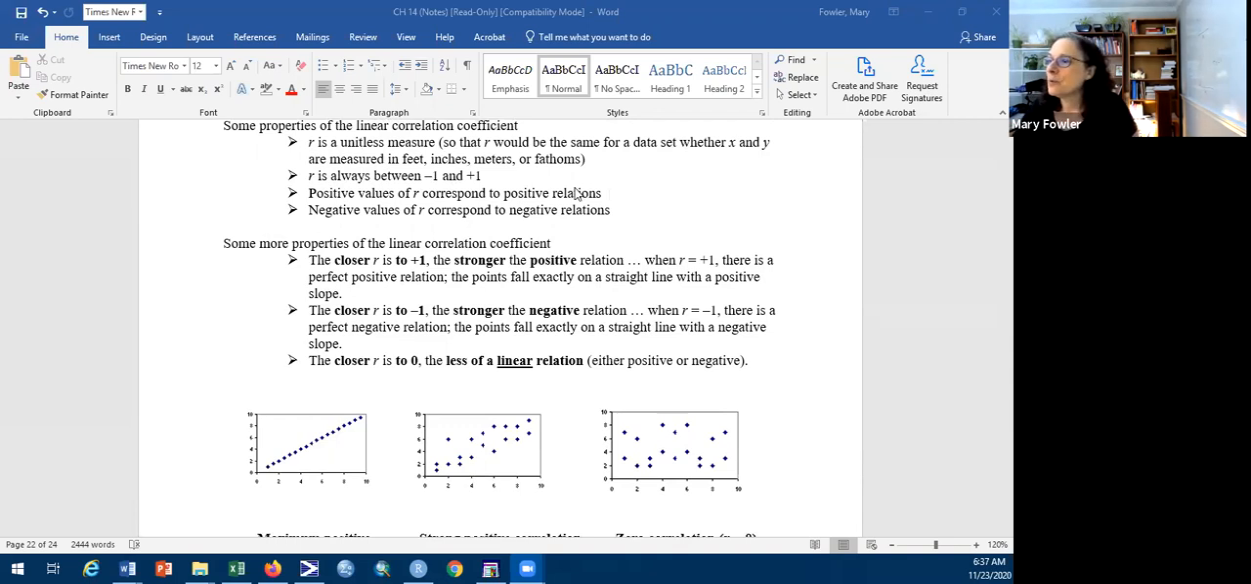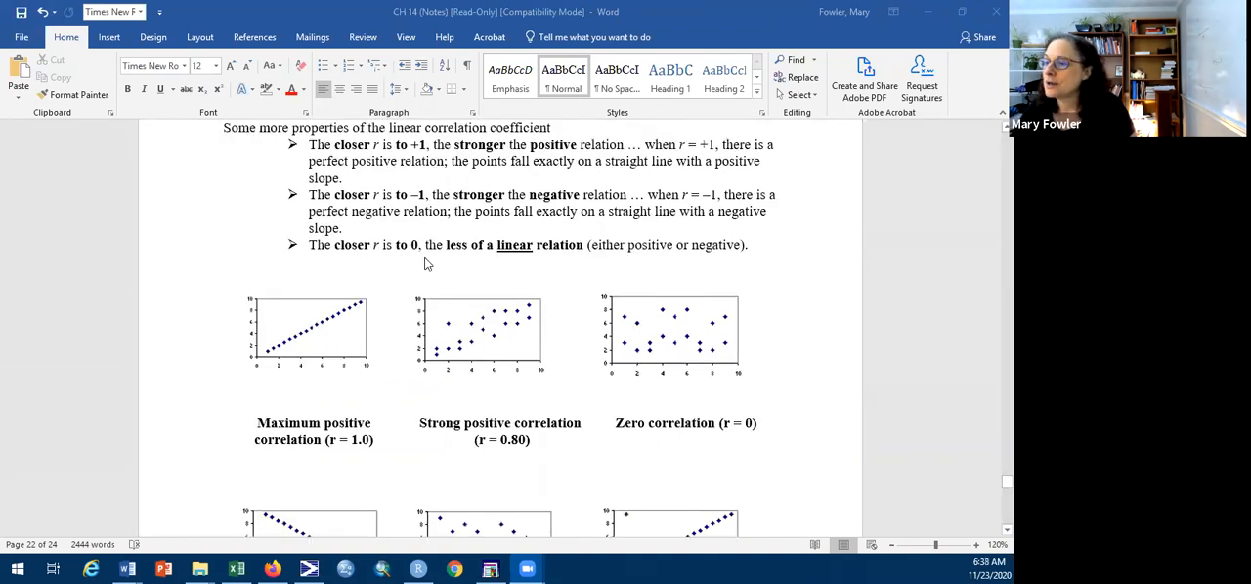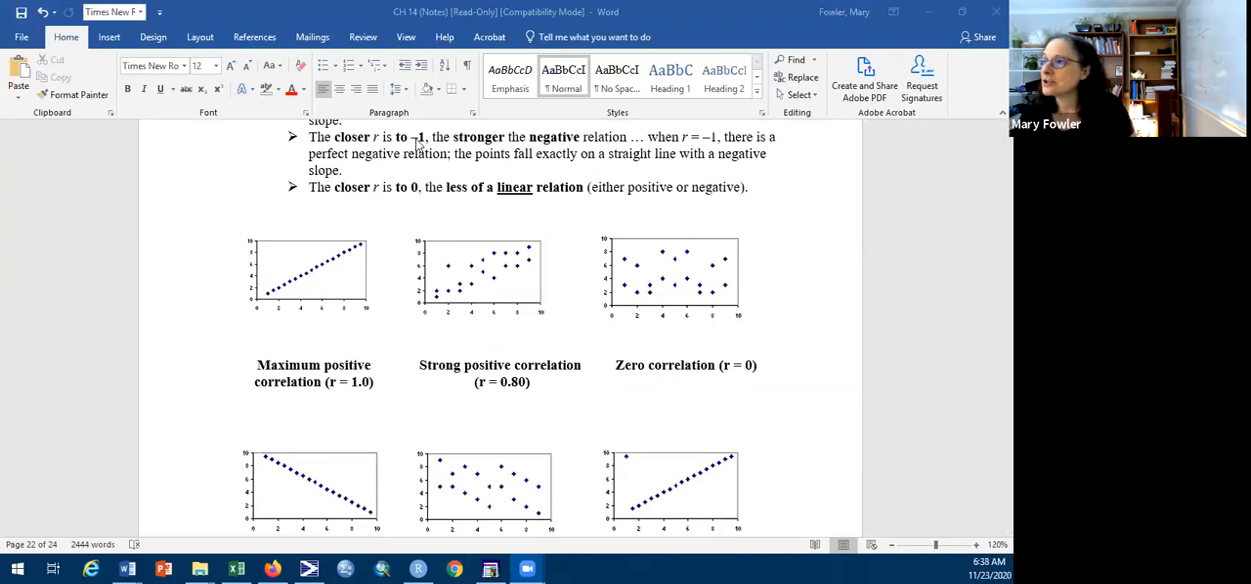We see that when R is +1, that is a strong positive relationship and the points are really on a straight line. If R is -1, it's a very strong negative relationship because the points do fall on this straight line. When R is closer to 0, we have less of a linear relationship.